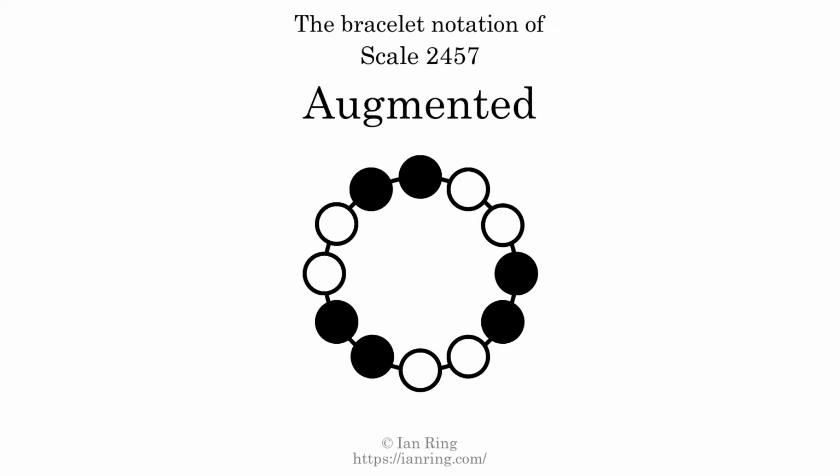This is a bracelet notation diagram of scale 2457. The shaded circles represent tones that appear in the scale, and they are read clockwise, starting at the top.